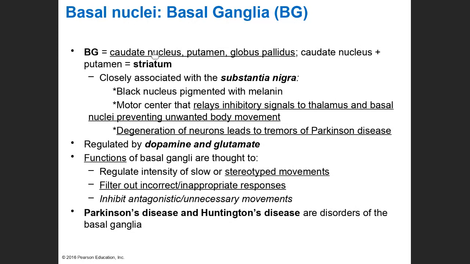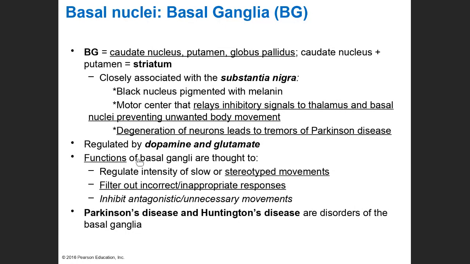So, main idea on this. You've got your basal ganglia made of these three parts. The striatum is made of the caudate nucleus and putamen, and a lot of action is associated with the striatum. Closely associated with it is the substantia nigra, which is going to release dopamine onto the striatum to inhibit unwanted body movements. In Parkinson's disease, we have a degeneration of the substantia nigra, so we're not having dopamine release onto the striatum, so we're not having the inhibition of unwanted body movements. This leads to tremors.